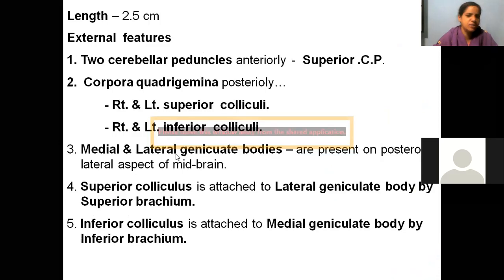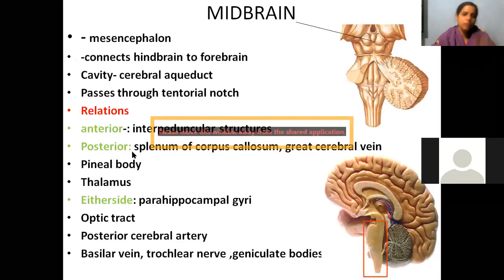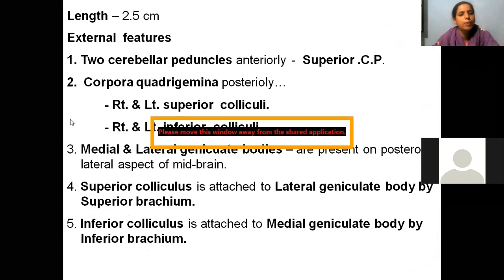Many details you don't remember, and generally you will get confused. One point you remember: anterior 1 point, posterior 2 points, either side, this is enough. Parahippocampal gyrus. The length is only 2.5 centimeters. So whatever you studied under interpeduncular fossa, you write completely under external features.